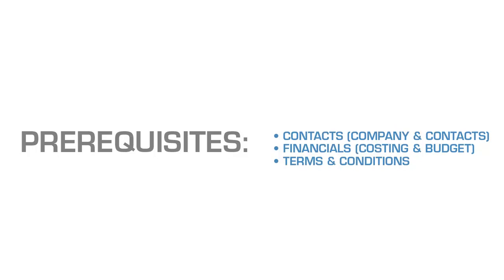Ensure all the companies and contacts you'll be using have been associated to your project. The project financial modules must be set up. Cost codes and budget lines must be populated and linked to one another. Terms and conditions must also be linked to your project prior to creating a PO.